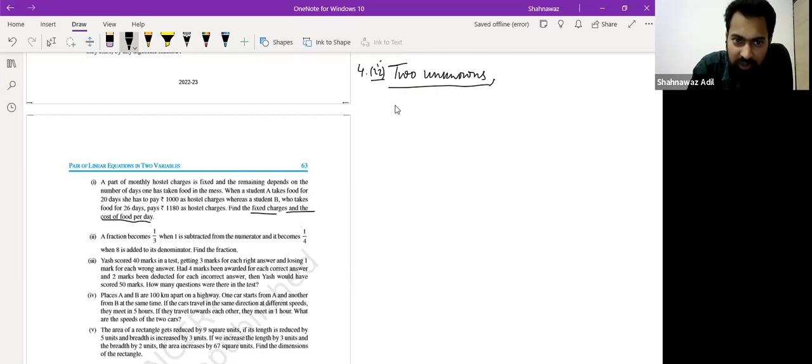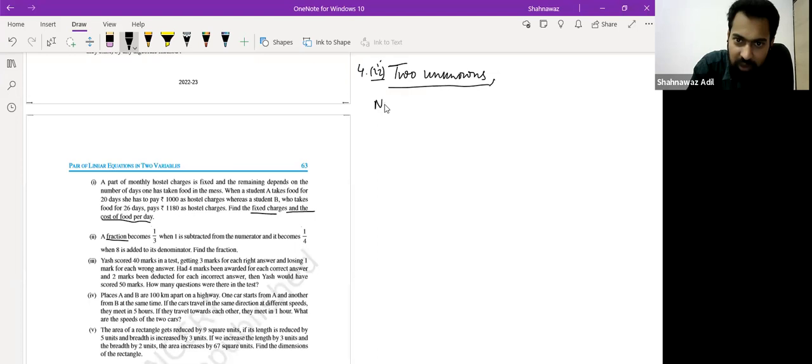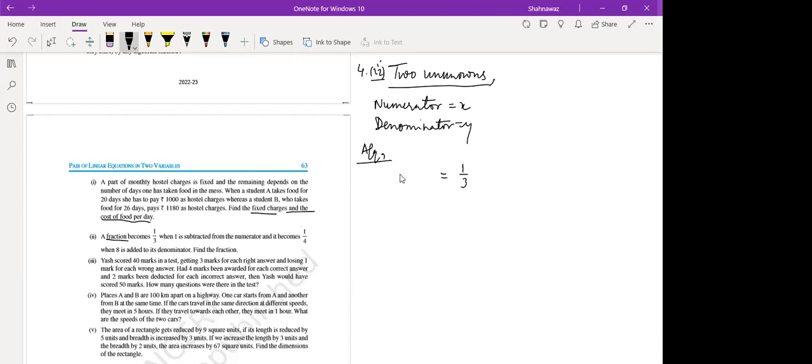So a fraction. What should be the two unknowns? Fraction, numerator and denominator. So the first equation is what? A fraction becomes 1/3 when one is subtracted. This was your turn, right? Yes, you tell. When one is subtracted from the numerator, it becomes 1/4.